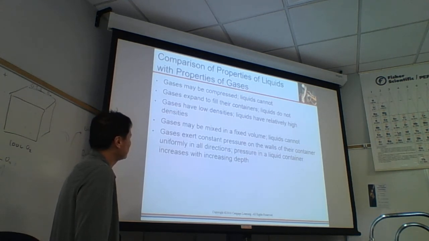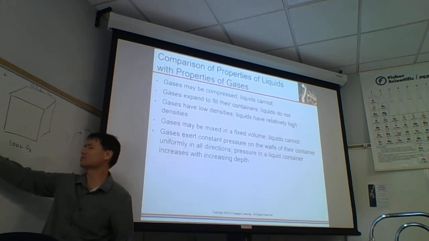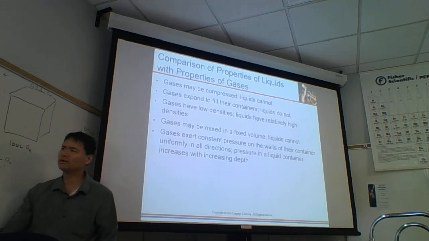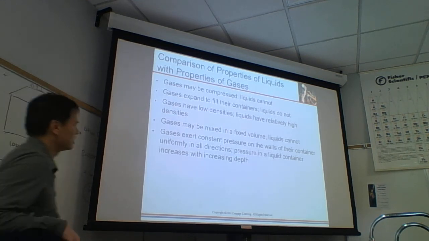Gases may be mixed in a fixed volume, liquids cannot. So if I took 100 liters plus 100 liters of gas, I can get 100 liters. But if I took 100 liters of liquid plus 100 liters of liquid, it's not going to add up to 100 liters. It's got to add up to more. That is, you can put all the gases into one container.